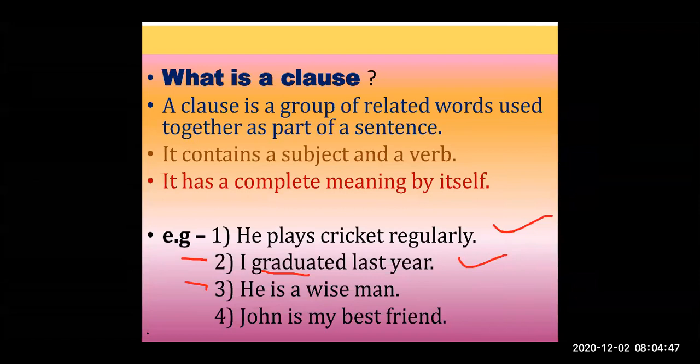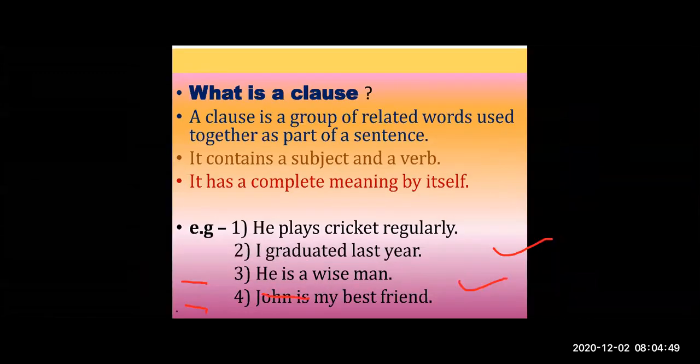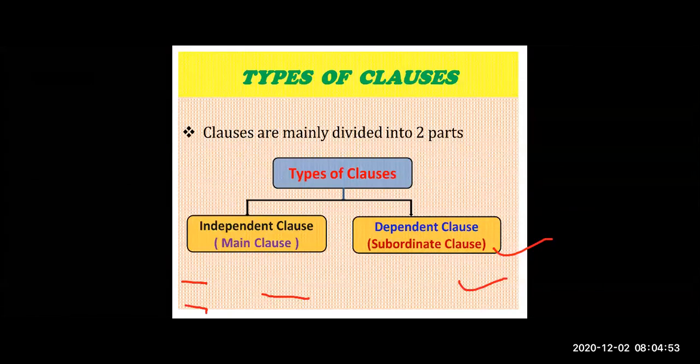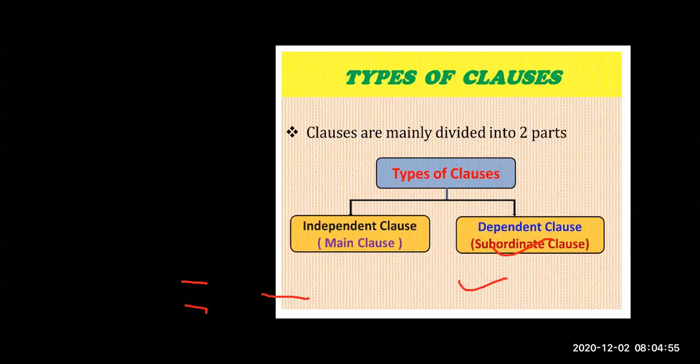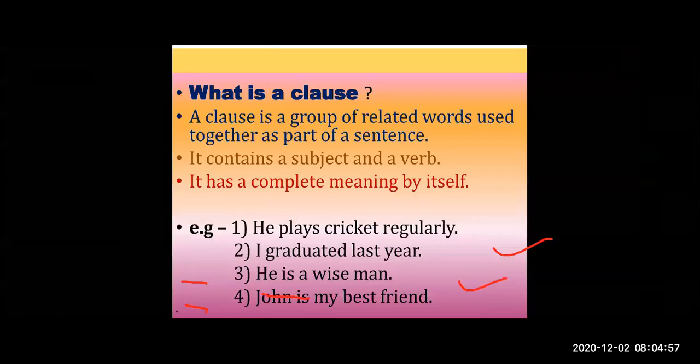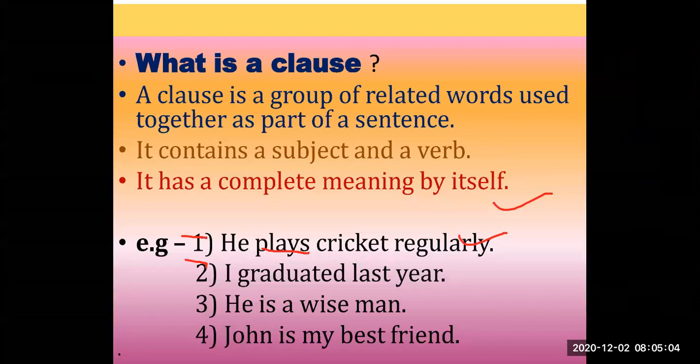Fourth sentence, see, what is the fourth sentence? That John is my best friend. See the fourth example. See, John is my best friend. Again, John is a subject, is the verb, and is my best friend is a group of words. Again, there is a subject plus verb combination, plus complete meaning, and all the sentences are having the group of words. So these are the examples of clause.